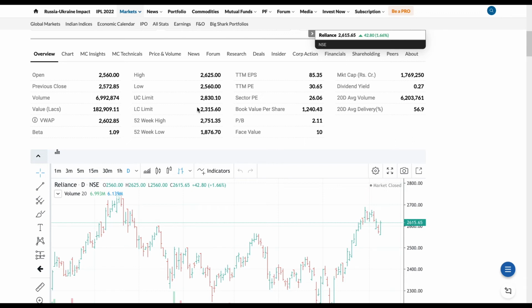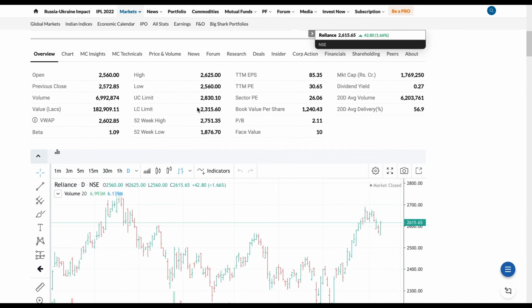If the PB ratio is below 1, then the stock is undervalued, and if the PB ratio is above 1, then it is overvalued. Here it is shown as 2.11, which shows that the company is overvalued. So from two ratios, the TTM PE and PB, we can see that the Reliance stock is overvalued.